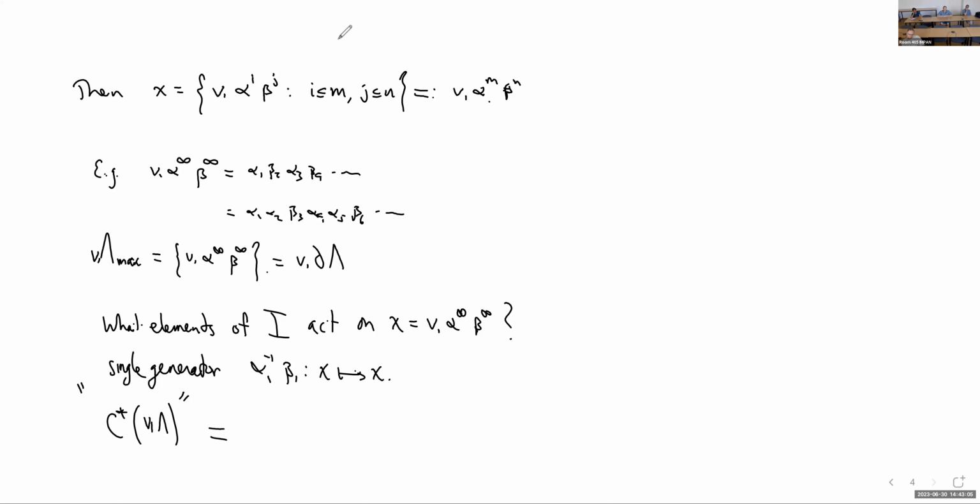And I'll just say this is sort of ad hoc notation for the moment. It is the C-star algebra of a single unitary corresponding to this one homeomorphism of a single point. So this is continuous functions on the circle.